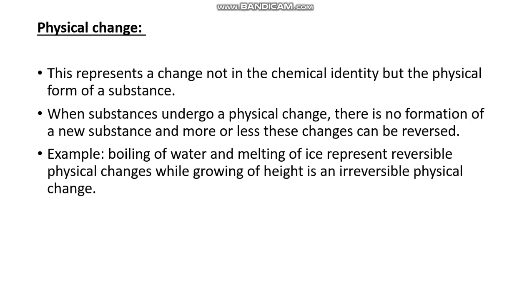For example, boiling of water and melting of ice represent reversible physical changes, while growing in height is an irreversible physical change. Growing in height we can physically see, but it is not reversible, it is an irreversible change. So we can say that in physical change some of the changes are reversible and some are irreversible.